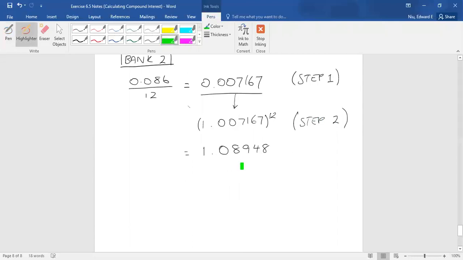We check out just the points or the numbers after the decimal point. And so this is actually 8.948%. So if you enter the part in green, so if you go 0.08948 in your calculator and times that by 100, you will get 8.948%. And that's step 3. So times that green bit by 100.